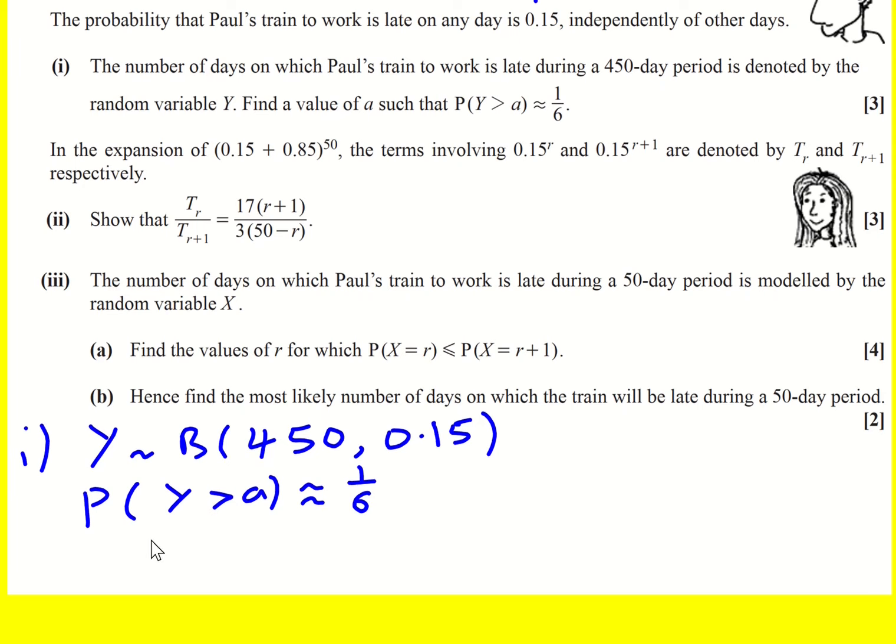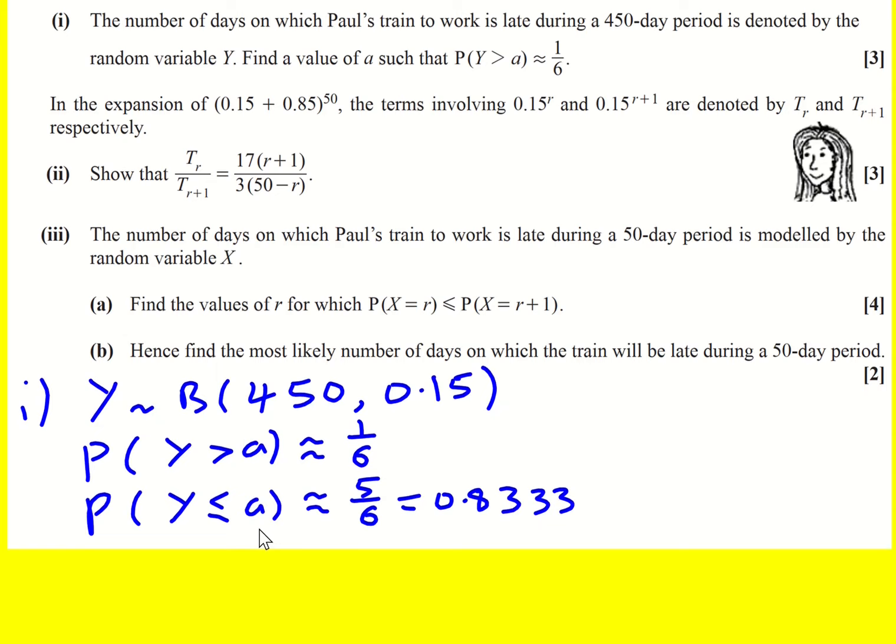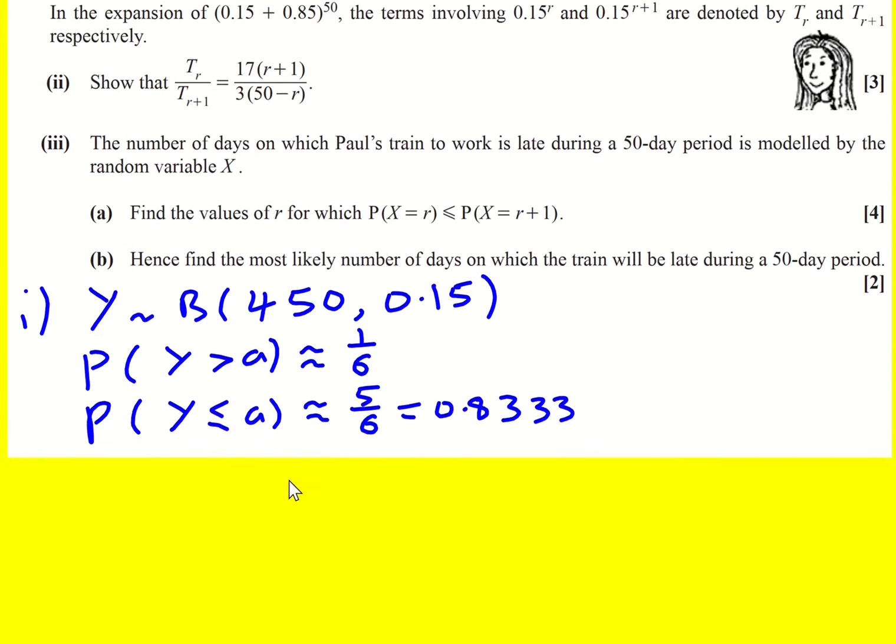If this was a normal one, what we would do is make it so it's less than or equal to A. And by the way, this is going to be 5/6 because these two together must add to 1. If it's greater than A or less than or equal to A, it must be one of those, so we can do 1 minus 1/6. And this is 0.83 recurring, in fact. I'll just put 333. So if this was a normal distribution, we would then just use inverse normal, but we don't have an inverse binomial distribution.